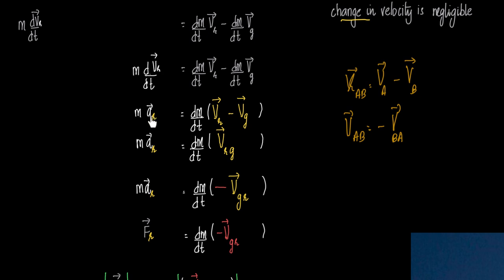It is the acceleration vector, so this term can be replaced by AR. So this is m into AR. m into AR is equal to dm by dt into minus VGR. Okay, now what is m into AR?